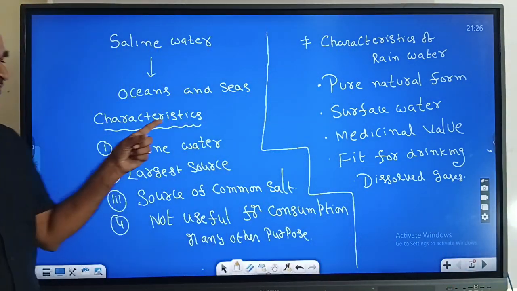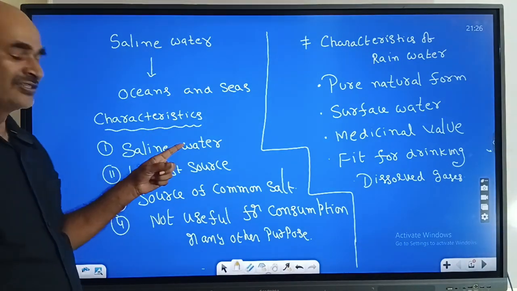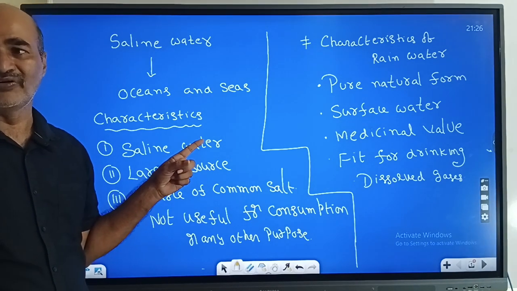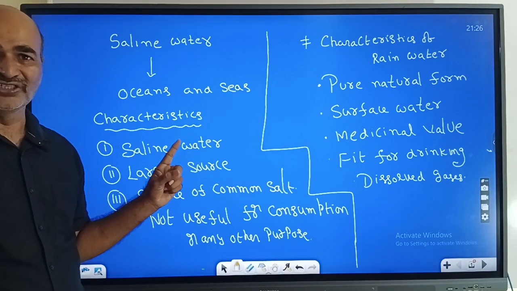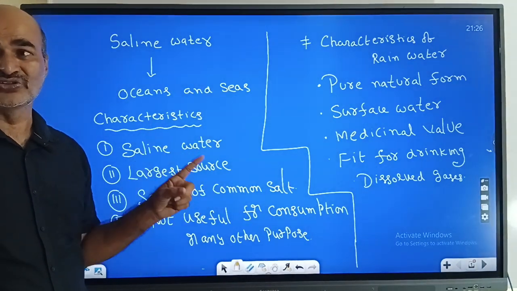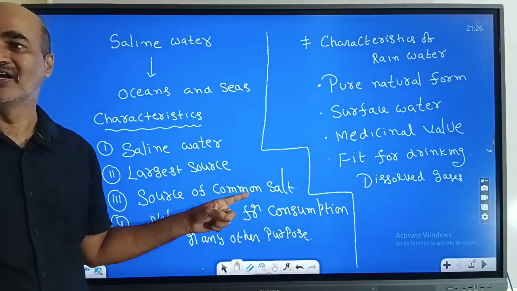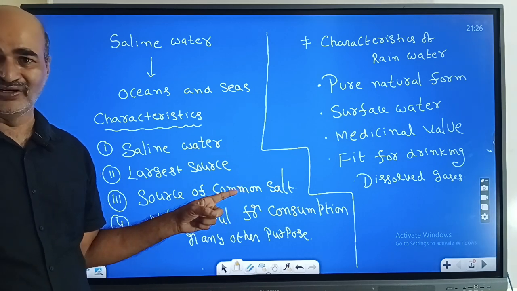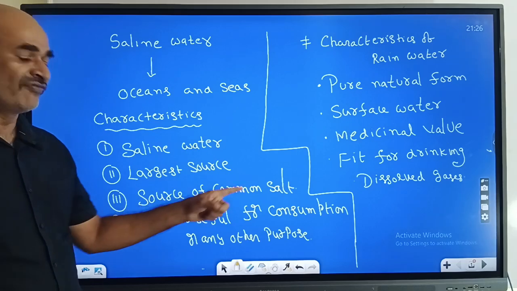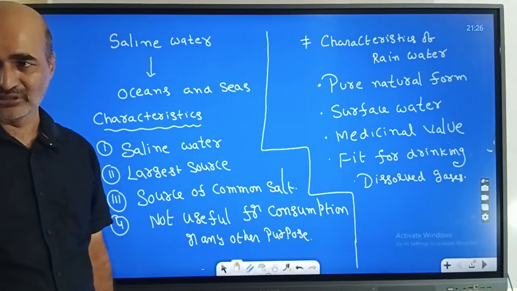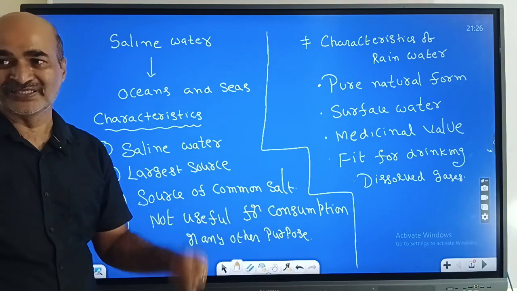What are the characteristics of saline water? It has a large amount of salt. Ocean water and sea water are the largest source of water. Next, it is a source of common salt. NaCl is prepared from seawater. So saline water is a source of common salt, that is NaCl, sodium chloride, which is not useful for consumption or other purposes.